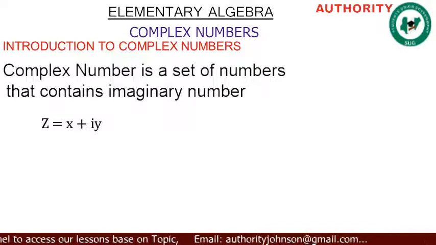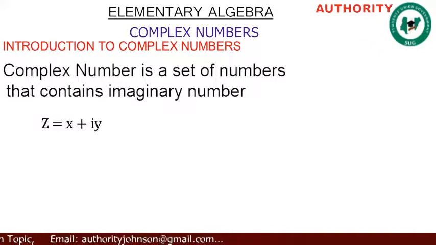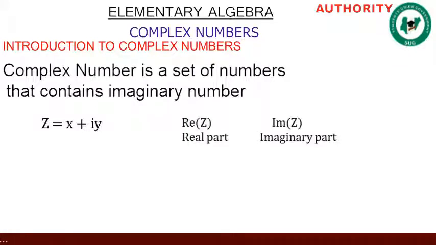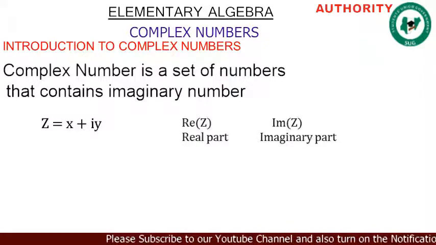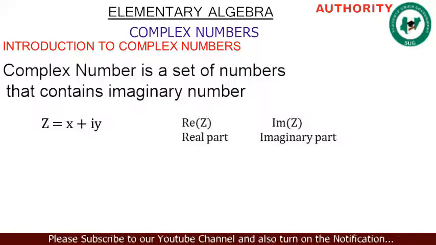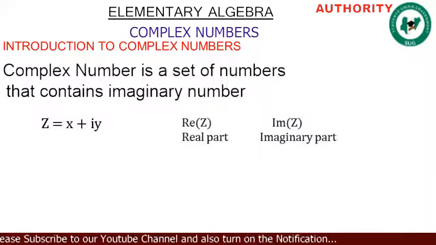Now you discover that in this expression, we have x and then we have iy. So we call x the real part, and then we call iy the imaginary part. Now remember, whenever you see something like Re(z), it's talking about the real part of the complex number. And also, when you see Im(z), it's talking about the imaginary part of the complex number. So we have in the complex number z, x plus iy, x is the real part, and iy is the imaginary part.